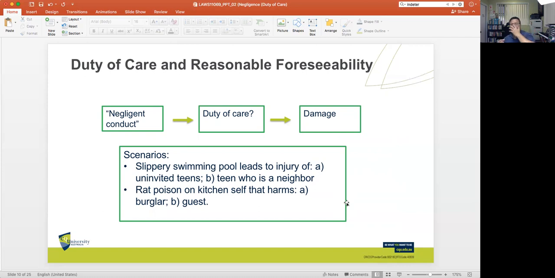So assume that you have a house, and that house has a swimming pool. You have a lot of houses in Australia which have swimming pools, and as we know, swimming pools can often be slippery. They can often lead to injury when somebody slips on the pavement or on the surroundings around the swimming pool. Let's consider the scenario where you have a house with a pool and you have some uninvited teens who come to your house because you were not there. They play around in the pool, and in the process, one of them injures himself.